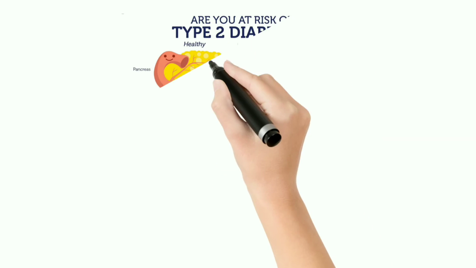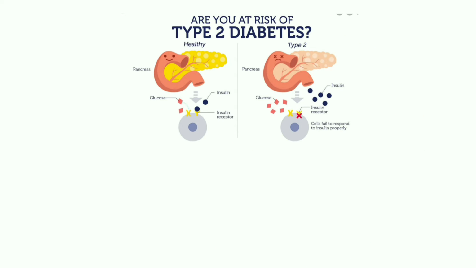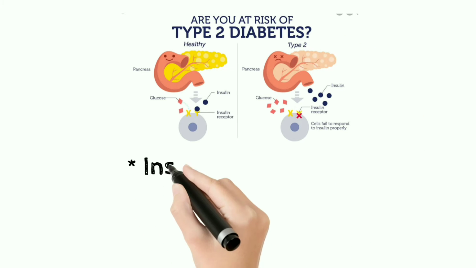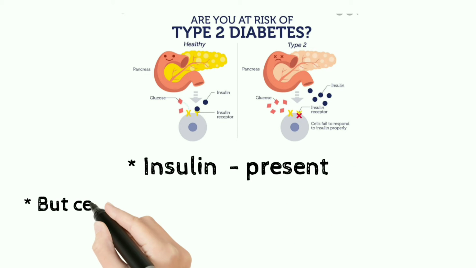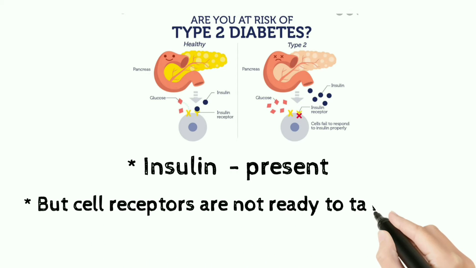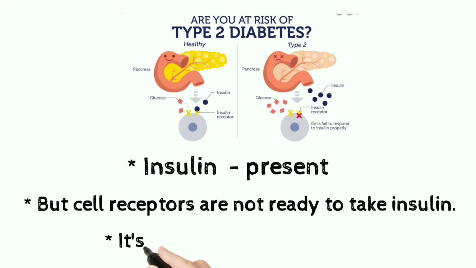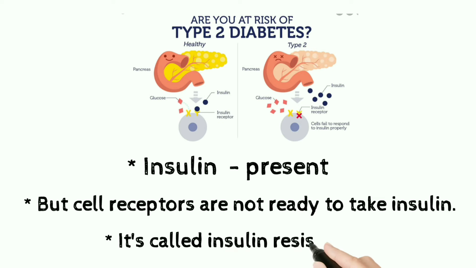You can see this picture. In type 2 diabetes, at the start the production of insulin is not affected significantly, so insulin is still there around the receptors, but the receptors are not ready to bind with insulin. It's called insulin resistance, the major problem in DM2 patients.